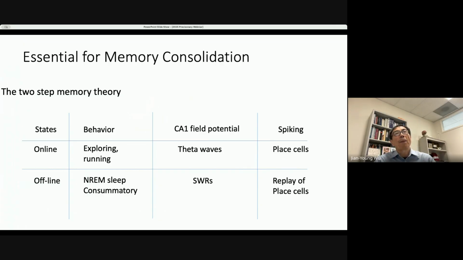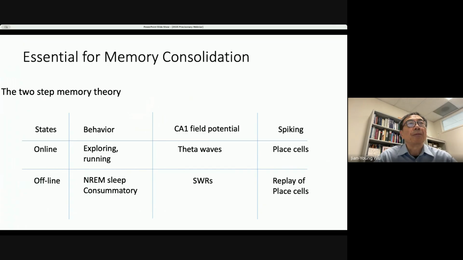In the hippocampus, mostly we started in rodents. During exploring and running, the hippocampus field potentials are theta waves. That's a low oscillation, like 4 to 7 hertz. And the spiking of those cells, CA1 cells, is related to the spatial location of the animal. So these are called place cells.